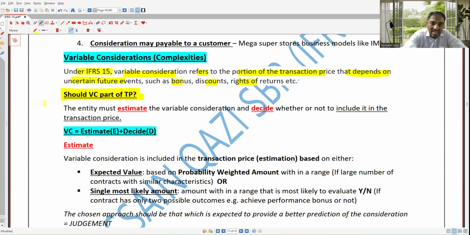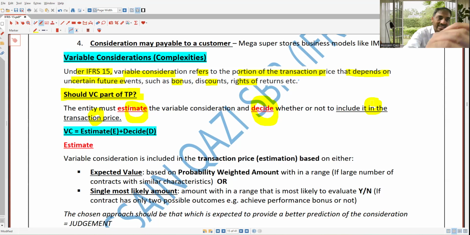The entity must estimate the variable consideration and decide whether or not to include it in the transaction price. So where do we stand now, students? We stand at the contract date. And what's the discussion about? Should we incorporate the variable consideration with the transaction price? It depends on add or less.